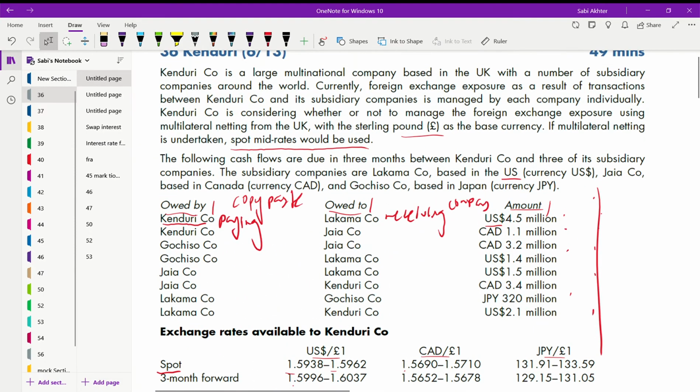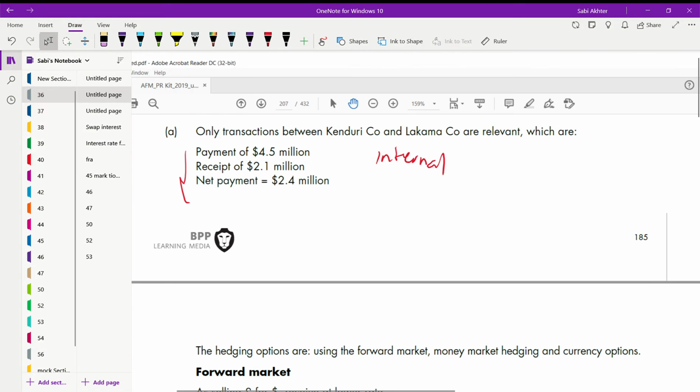If you see in this table, Canary is paying to LACME here and LACME is paying to Canary here. So it's a payment and a receipt, and you have to net off 4.5 and 2.1 in US. That's why, if you see the answer here, 4.5 and 2.1 are payment and receipt, and this is a net payment.